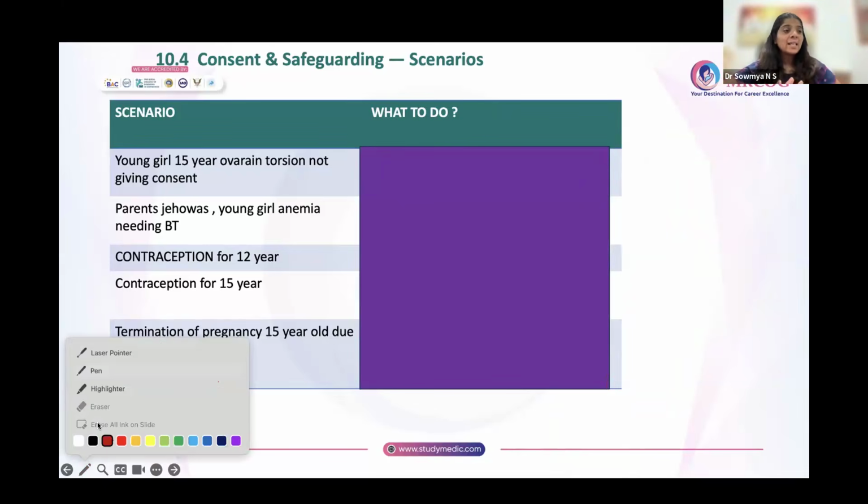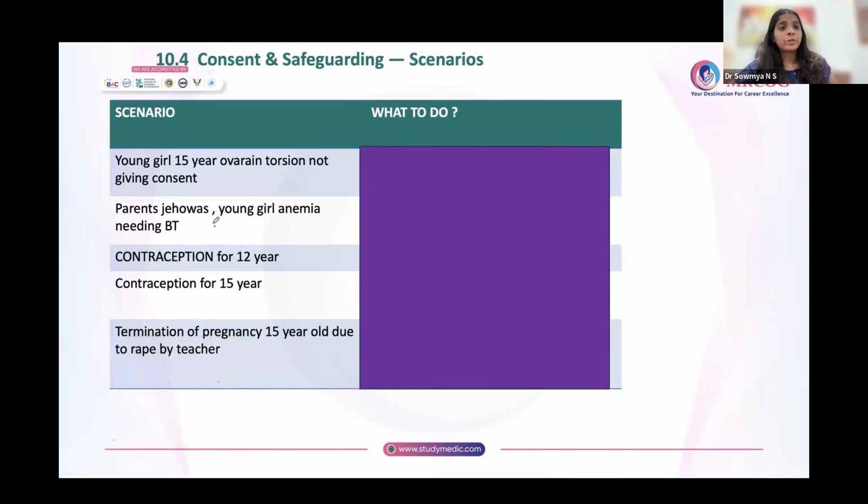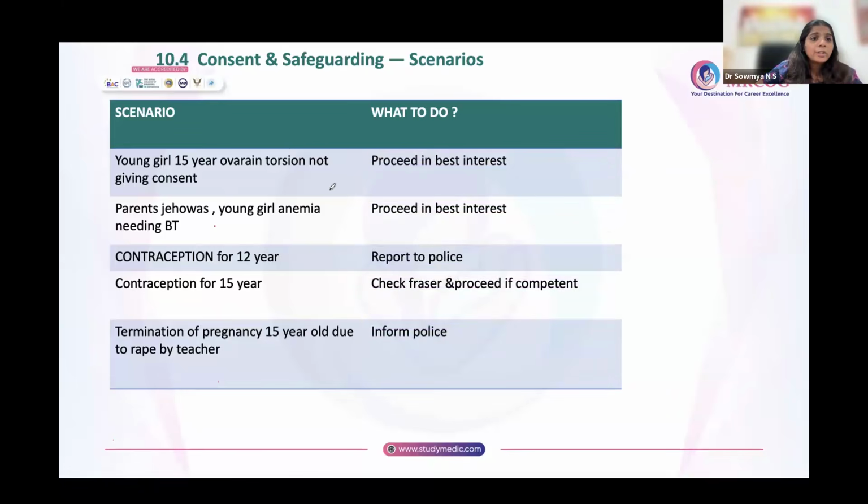Anybody less than 18, you cannot assume, because what they think is probably parental pressure or family pressure for them to decide. That is the reason they do not listen, or if it is to save life, they would still proceed. Now, a young girl, 15 years old, torsion, not giving consent. Then you proceed in her best interest because she falls between 13 and 18.